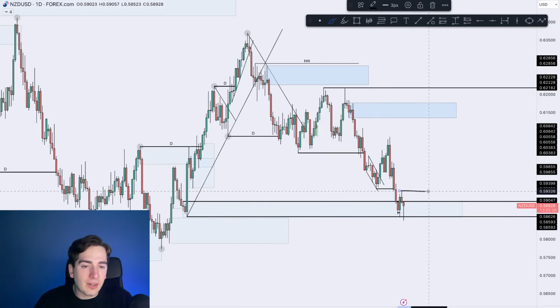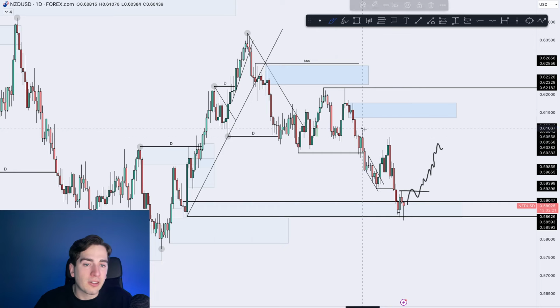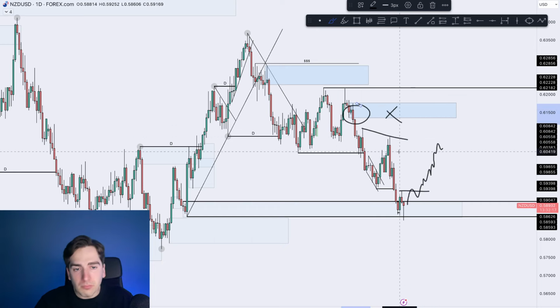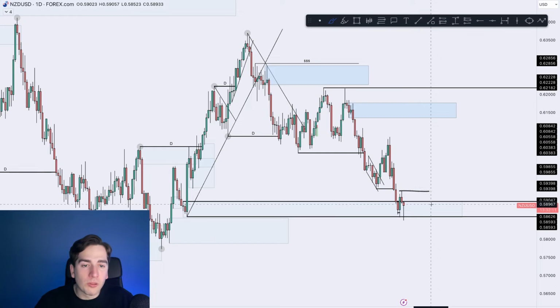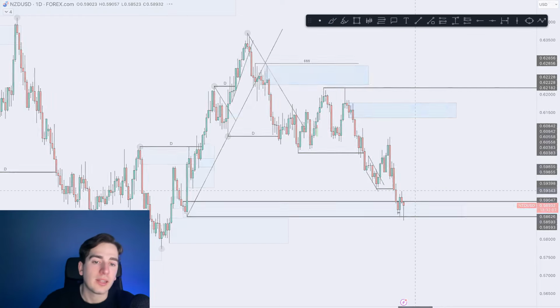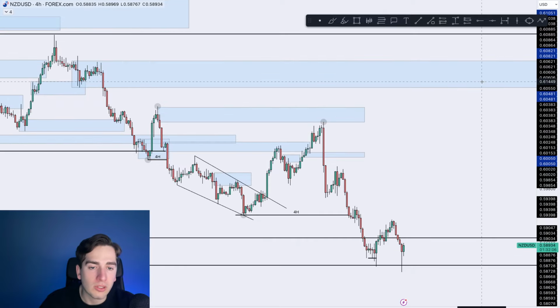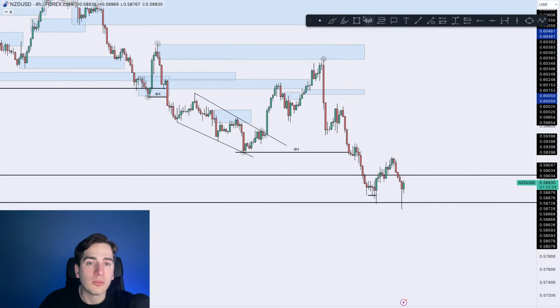If we break this fractal high over here on the daily, then I will be looking for a short-term upside movement. We kind of have these highs over here connected and this fresh area of supply over here, or even this fresh area of supply over here, right below these two liquidity highs. So I'm looking for some upside movement, guys, that's for sure. But we need to see structure shift. And at the moment, structure is bearish. And as long as the structure doesn't shift, we continue to be bearish.